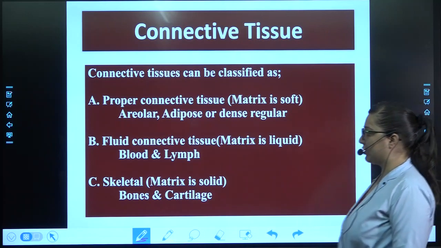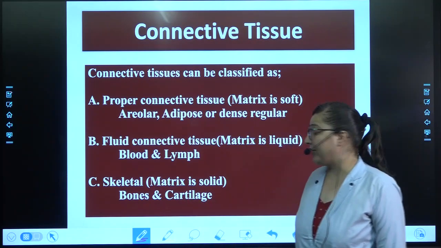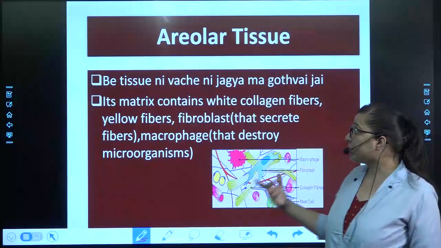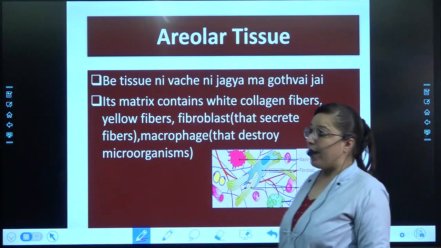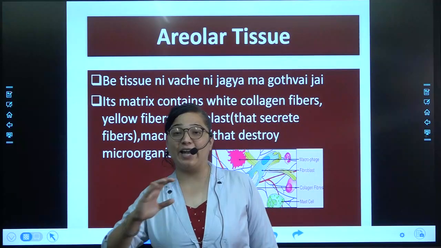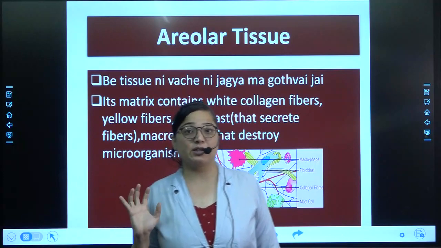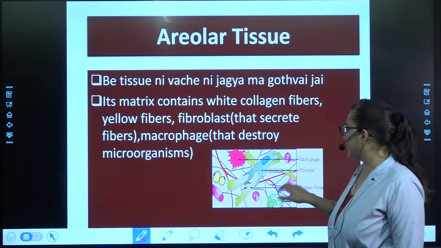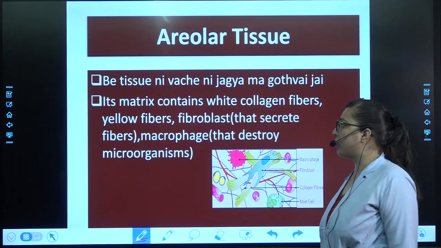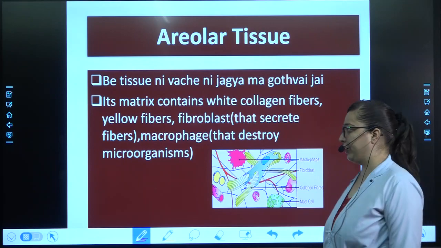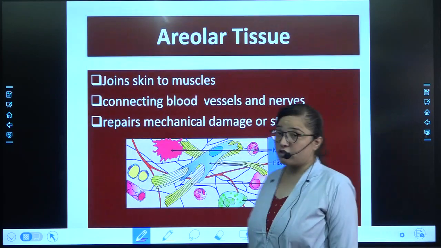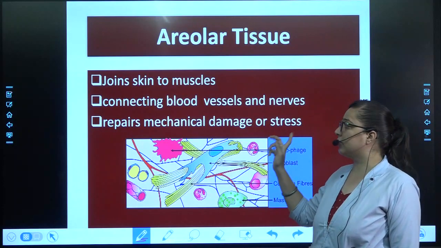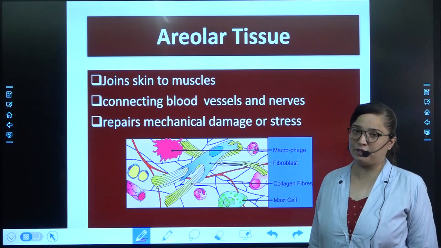Coming to the skeletal tissue, where the matrix is solid, it is made up of bones and cartilage. Here it is areolar tissue. Between any two tissues where there is a space, at that place it will settle. That is areolar tissue. What does its matrix contain? Its matrix contains white collagen fibers, yellow fibers, fibroblasts and macrophages. Its function is to join the skin to the muscles, then connect the blood vessels to the nerves and repair the mechanical stress or damage.